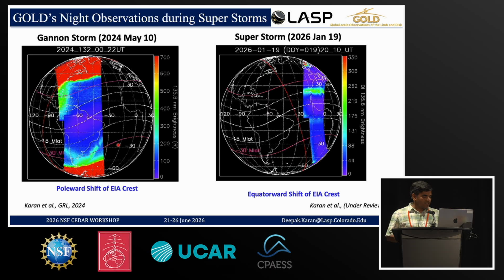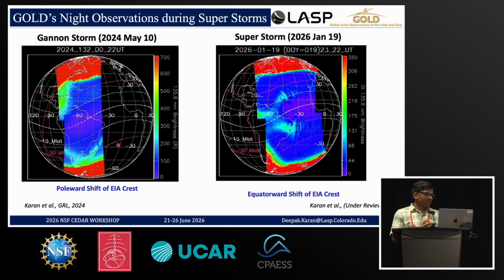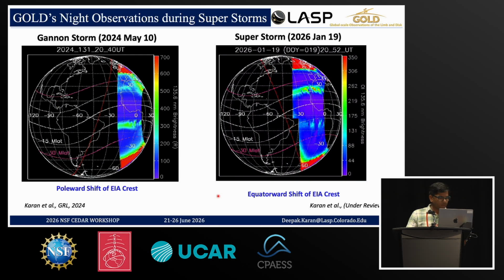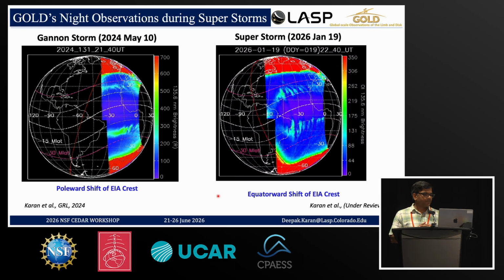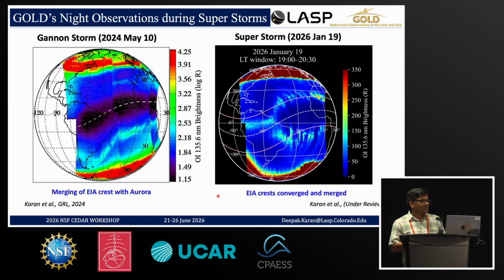But in the recent time, on January 19, on the right hand side, you will see that the EIA crests are getting merged at the equatorial latitude. Let me run that again. And this is the composite image of those two movies. Let us focus on the EIA crest behavior on 2026 January 19 on the right hand side. What are the observations here?